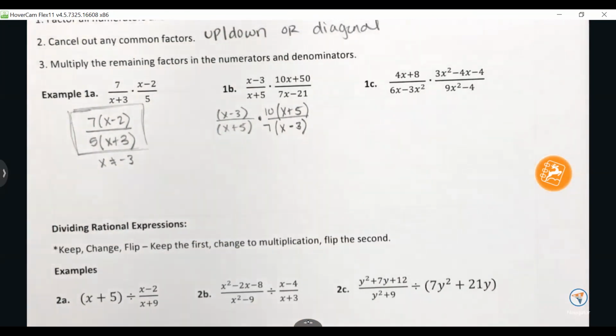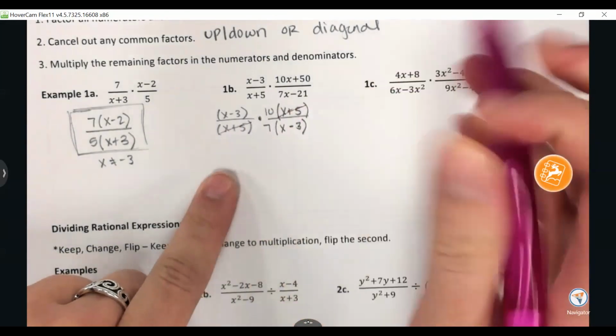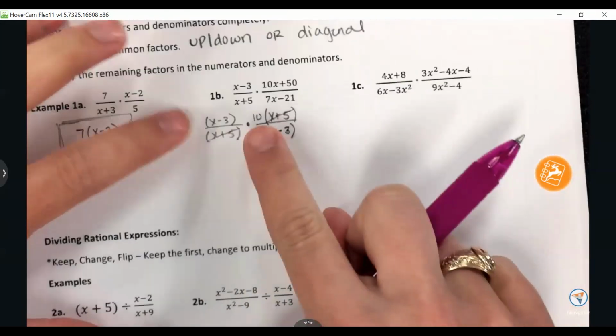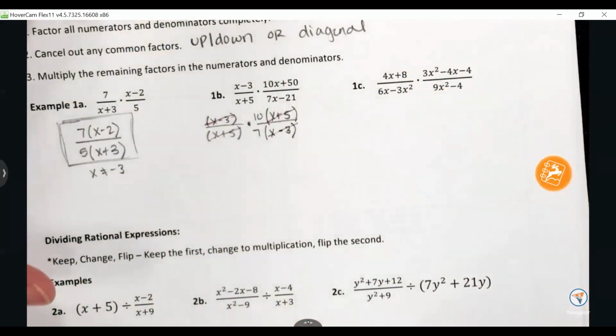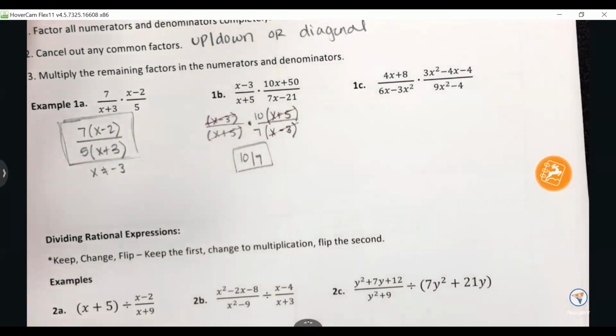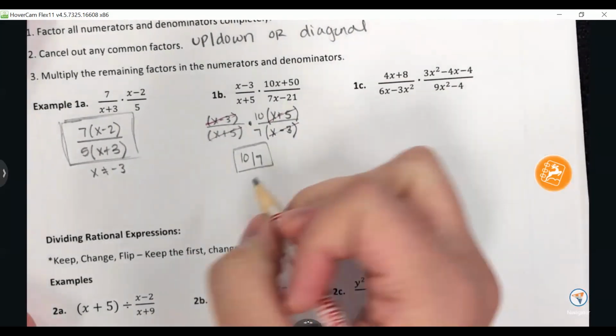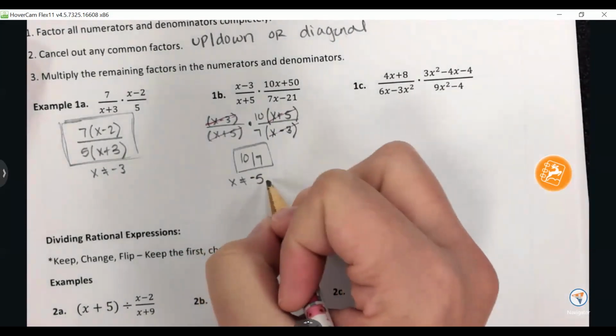So now I can try to simplify or cancel out. I can cancel out up and down or diagonal, okay? So X plus 5 and X plus 5 would cancel out. It's the exact same thing. X minus 3 and X minus 3 would cancel out. It's the exact same thing. So what's the only thing I have left? 10/7. And if I were to ask you what could X not equal, you would tell me X could not equal -5 and X could not equal 3.